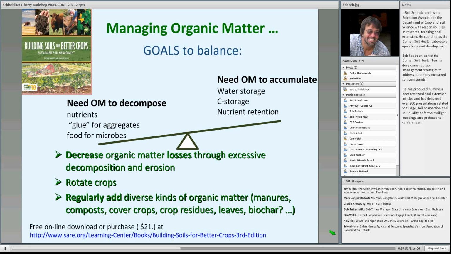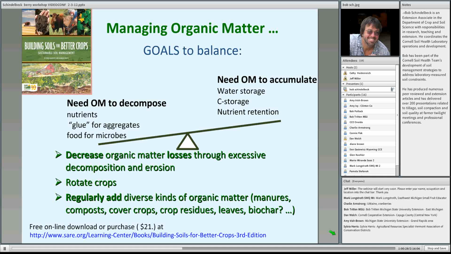We want the organic matter to break down to, as I've mentioned before, glue our aggregates together. We want to feed the important soil biology. But at the same time, we also want organic matter to accumulate for all the important reasons that we want organic matter in our soil: to store water, to retain nutrients, to loosen the soil. Carbon storage. So really the only way to be successful at this is to literally keep adding organic matter, because as we decompose it, we have less, and we can only accumulate it by growing or adding more.